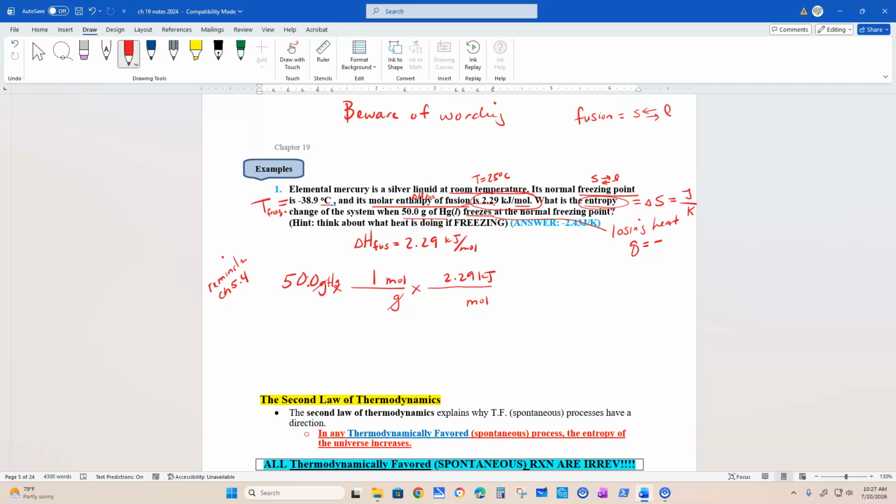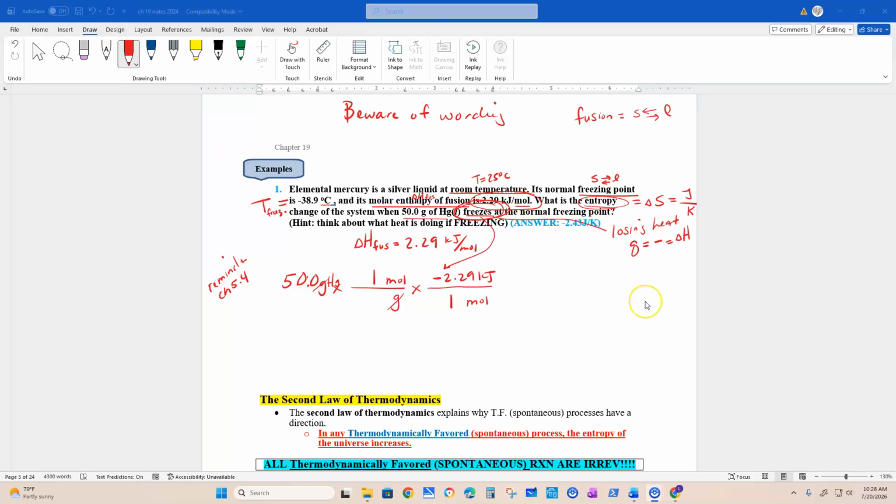But notice it says freezes. Because it lost heat, my Q is negative, which means my delta H is also negative. So I'm going to put a negative right here because of the word freezes. And I even gave you a hint: what happens to heat when you're freezing? So this right here is 1 mole. So we need the molar mass of mercury.